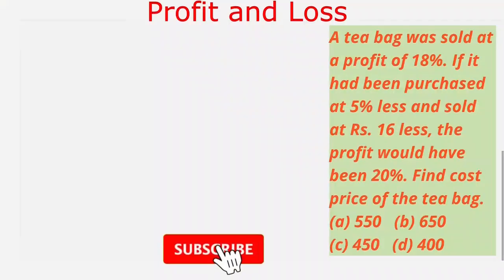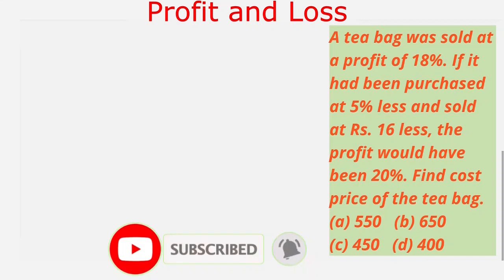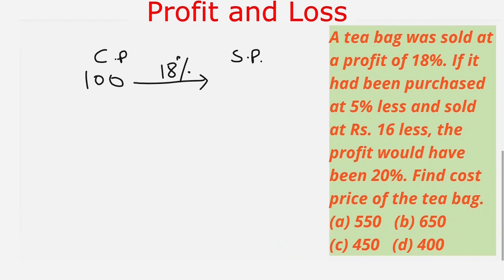We solve the question like this. Let the cost price be 100 and it was sold at 18% profit. Therefore, the selling price equals 118. 18% on 100 is 18 and 100 plus 18 is 118. It had been purchased at 5% less. So we subtract 5%. 5% on 100 is 5. Then 100 minus 5 is 95. The second cost price would have been 95.